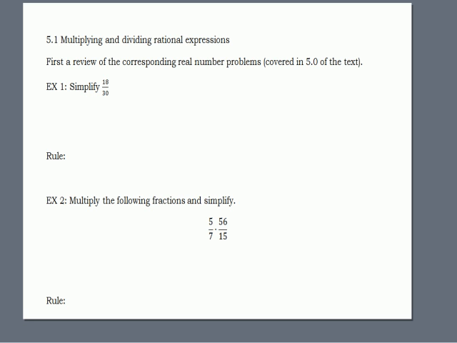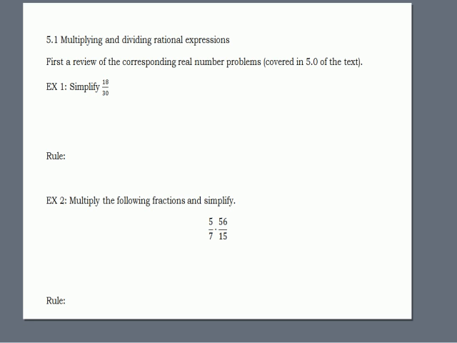To begin with, we're going to review some corresponding problems that involve real numbers that are also covered in section 5.1 of the text. As we go through all of the examples in this video, I would recommend very strongly that you try the problems yourself first before going through the video and watching it. As you go through the video, make sure you're correcting any problems that you had.